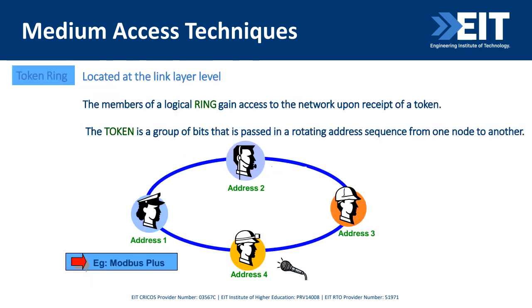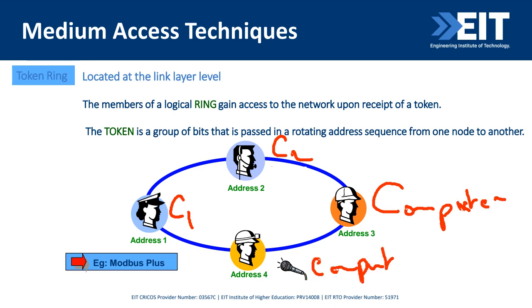In industrial settings where we have multiple masters, not a single master, who are these multiple masters? I can have multiple controllers. Controller one, controller two, and here I have a computer eventually, and another computer. All of them, computer one and computer two, need to communicate eventually with other devices that are on the network, like sensors and actuators. What is possible and what is used is what's called a token ring.